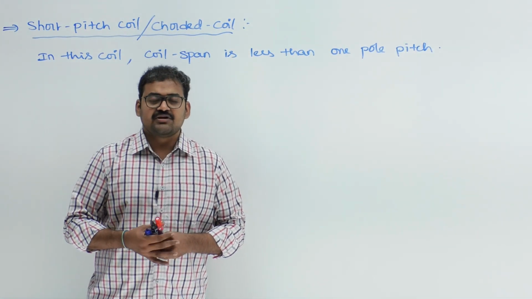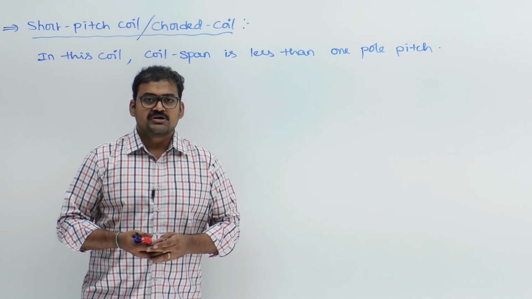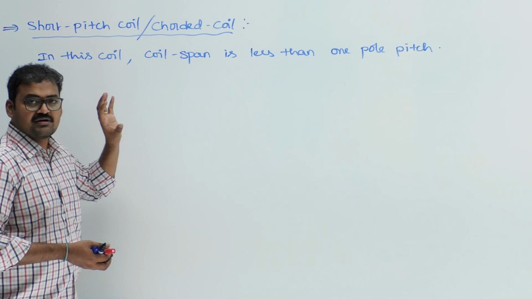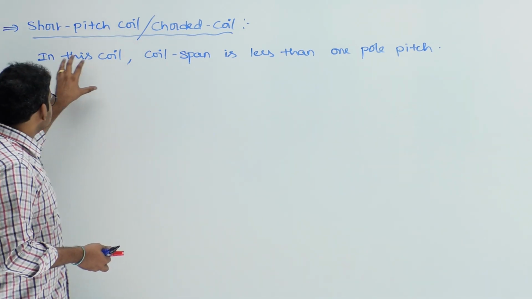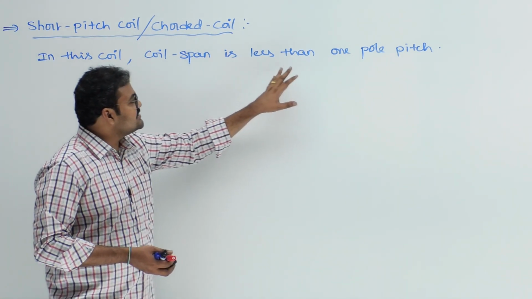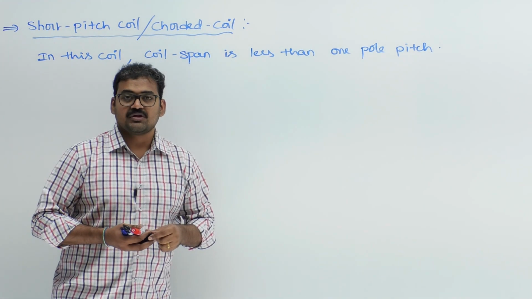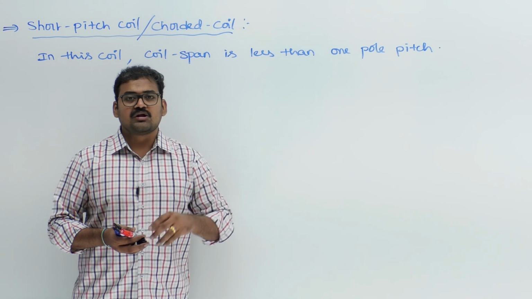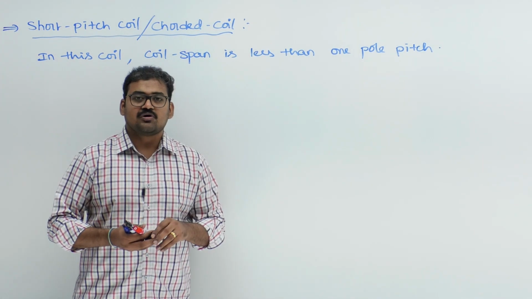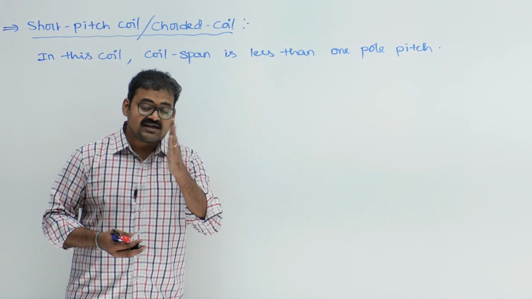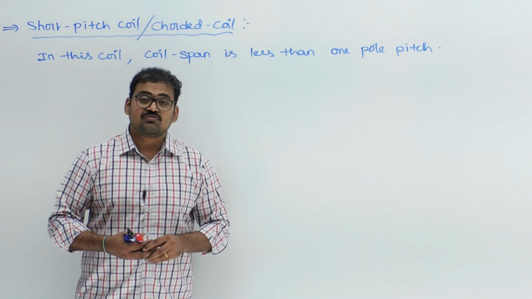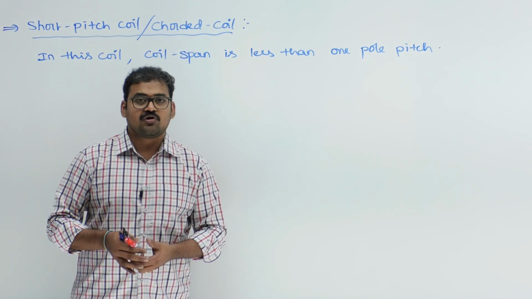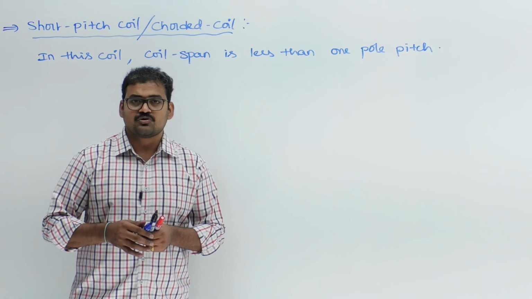Alright, now let us understand what is meant by short pitch coil. Short pitch coil is also called as corded coil. First read the definition. In this coil, coil span is less than 1 pole pitch, very simple. In full pitched coil, coil span is exactly equal to 1 pole pitch, but in short pitched coil, coil span is less than 1 pole pitch. Less than 1 pole pitch means indirectly less than 180 degrees. Such kind of coils are called as short pitched coils.